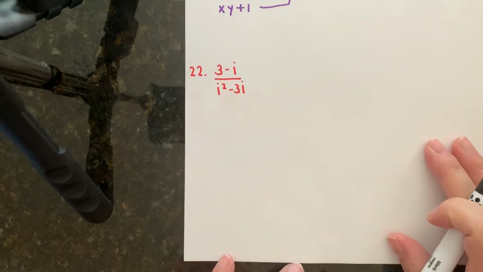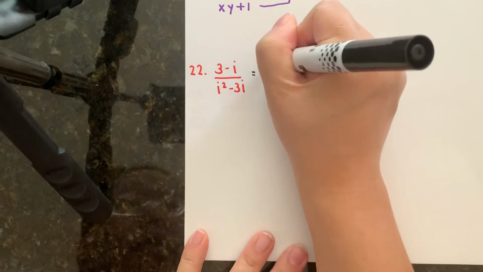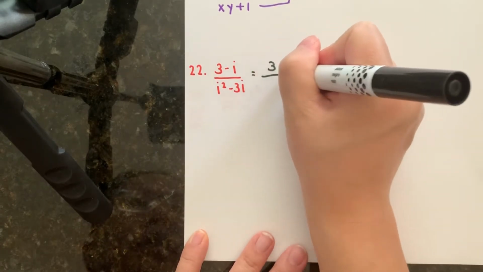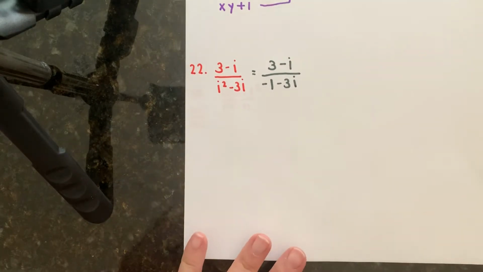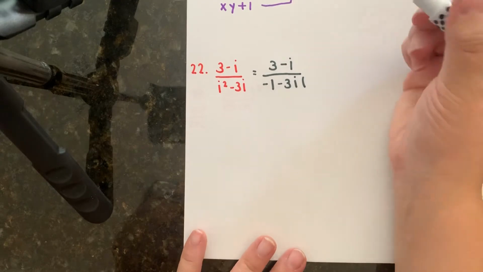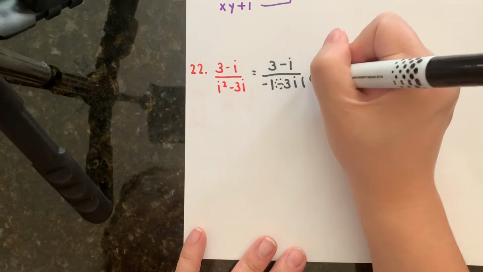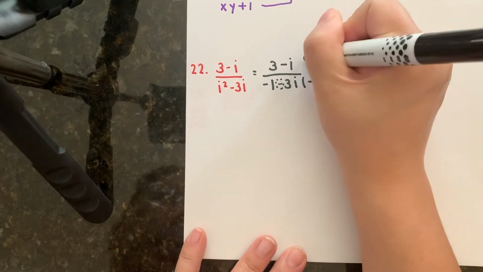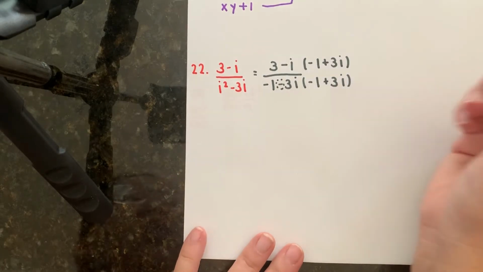Now moving on to number 22, the first thing that I'm going to do is simplify. So I have 3 minus i in the numerator. I know that i squared is equal to -1, and then that would just be minus 3i. So if I'm going to multiply by the conjugate, you just have to multiply by flipping one of the signs in the denominator. I'm going to flip the sign of the i. So that would be -1 plus 3i.